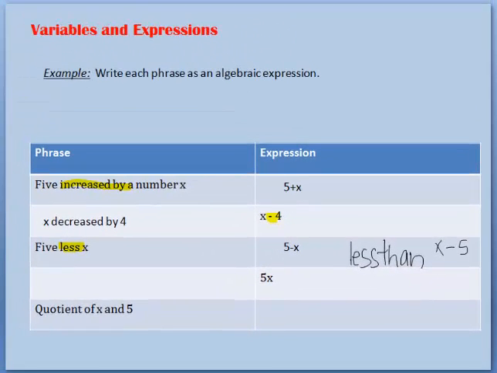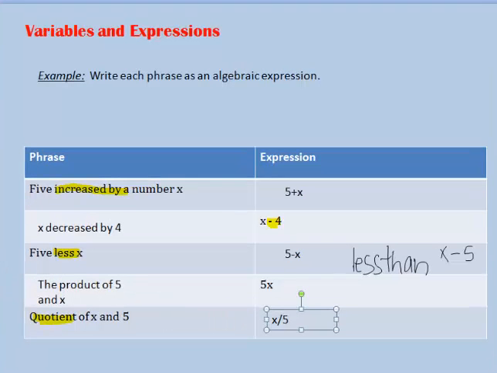Okay, 5x. How could we write that? Well, one way that we could write it is the product of 5 and x, because that means multiplication. Now you might have another way that you could write it. What about the quotient of x and 5? Well, again, quotient means divide, so you would want to take that x and divide it by 5. The quotient of x and 5.